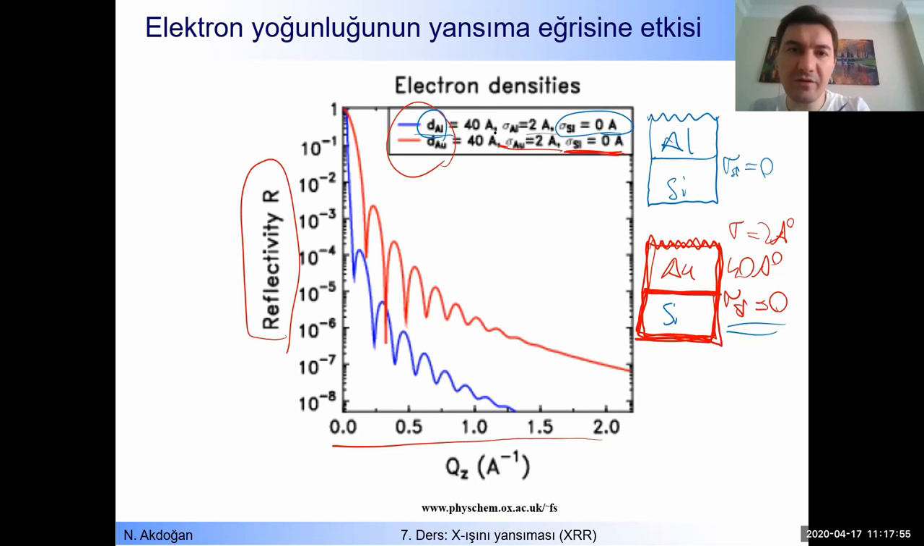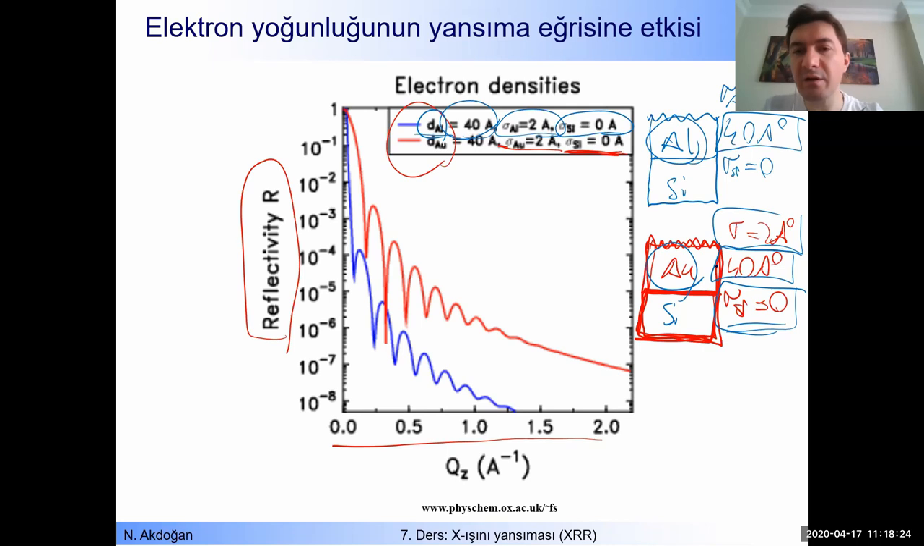And what about the roughness of the aluminum? The roughness of the aluminum is also 2 angstrom, same as that one. And what about the thickness of the aluminum? The thickness of the aluminum is also 40 angstrom. They have the same thickness, the same roughness, the same substrate roughness. So everything is the same, but this is aluminum, this is gold. If you remember the periodic table, gold is a much bigger atom compared to aluminum. So the electron density of gold is much bigger than the electron density of aluminum, okay? So this is the only difference here.